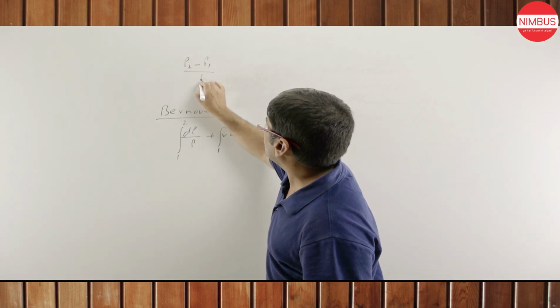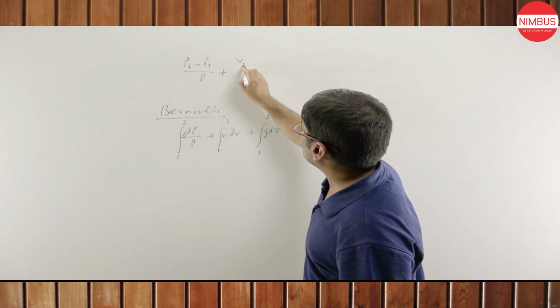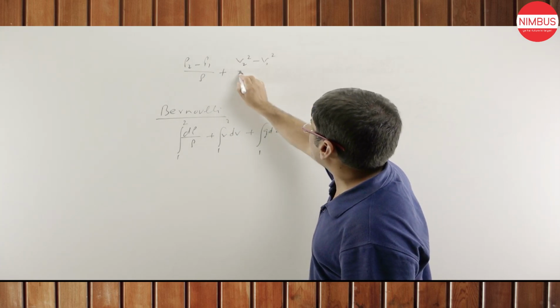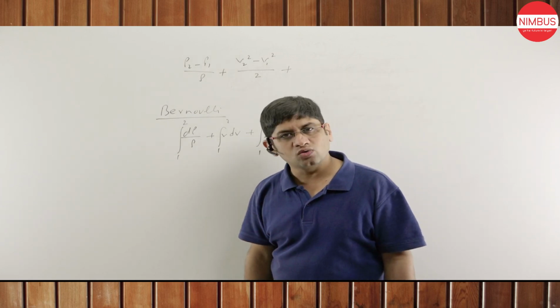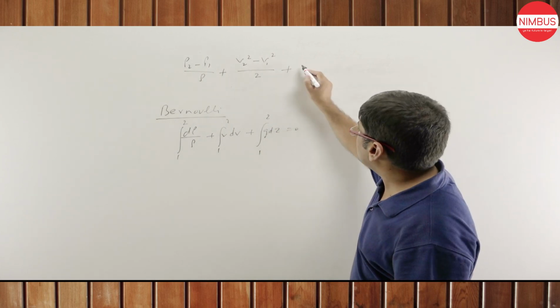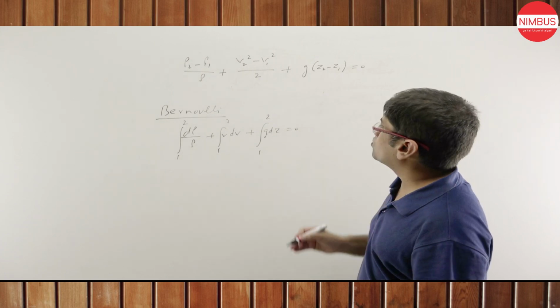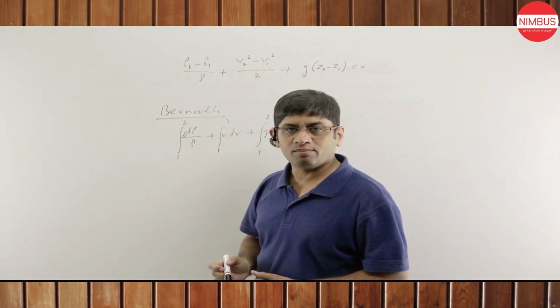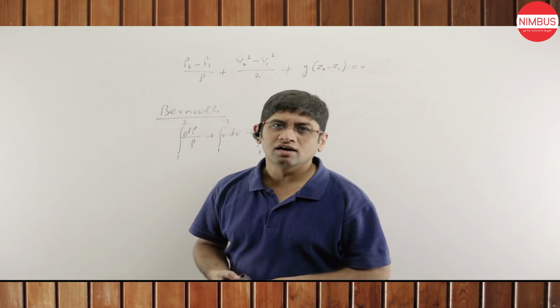minus P1 by rho plus, what is the integration of this? I'm putting the values also: V2 square minus V1 square by 2. Integration of V dV is V square by 2, and the limits give V2 square minus V1 square by 2. And what is the integration of this? G into Z2 minus Z1, equal to 0. This is what the Bernoulli equation is for me when I integrated the Euler equation.